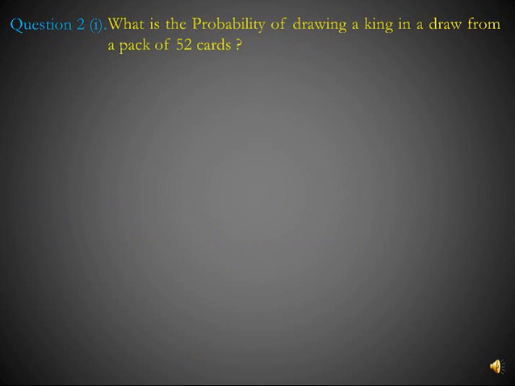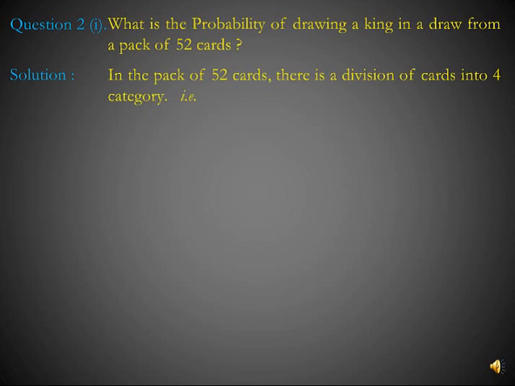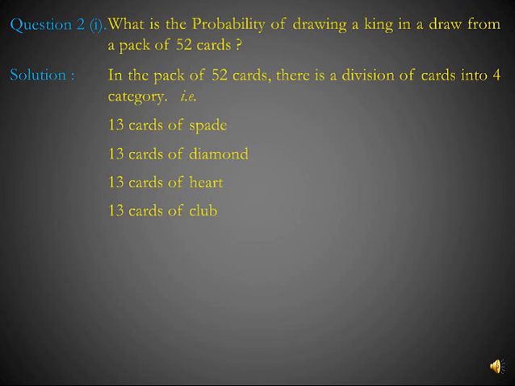Our next question is, what is the probability of drawing a king in a draw from a pack of 52 cards? First of all, if you are not aware about the cards, then it is my duty to tell you about this. In a pack of 52 cards, there is a division of cards into 4 categories. That is, 13 cards are of spade, 13 cards are of diamond, 13 are of heart and another 13 are of club.